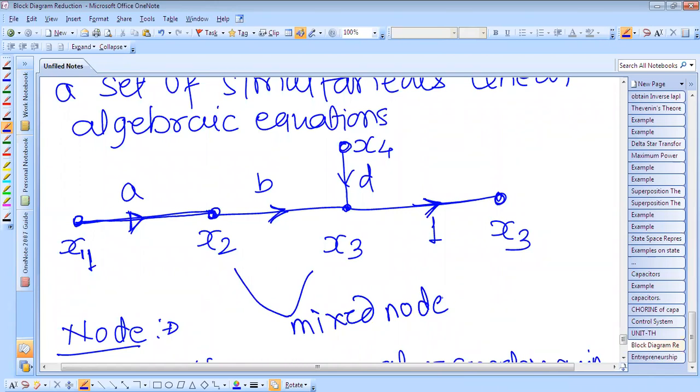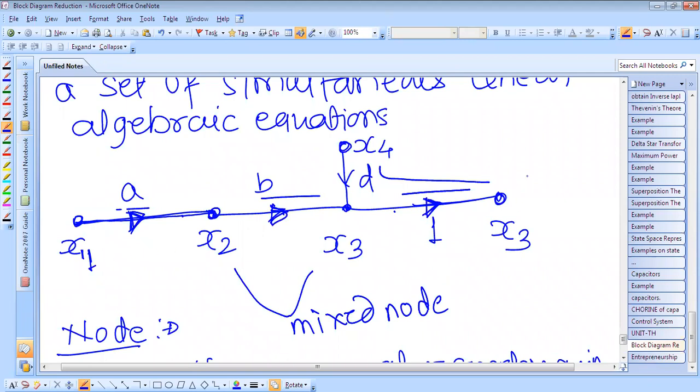Next is the path. A path is a traversal of the connected branches in the direction of the branch arrows. So this is a path. This is one path, and this is another path. These are the connected branches, in the direction of the branch arrows. So the path is from x1 to x3.